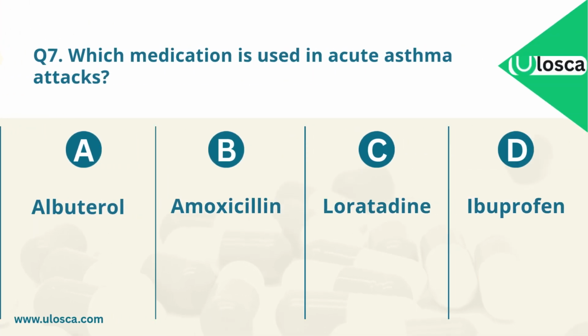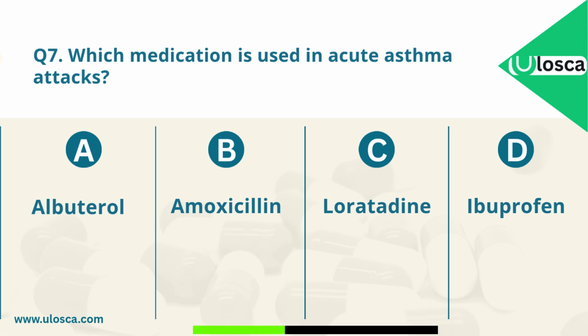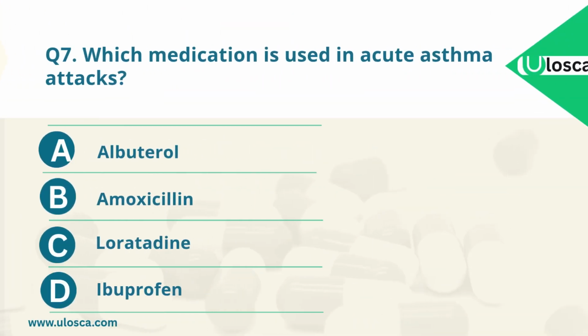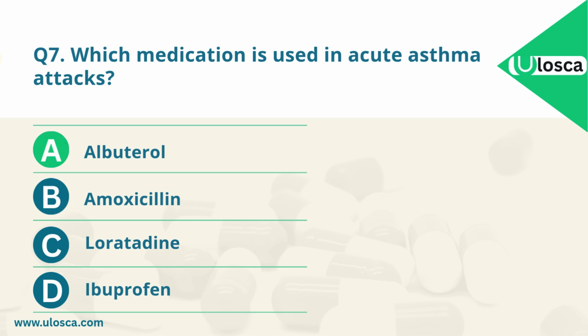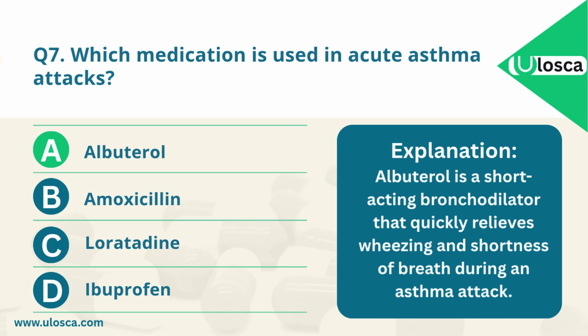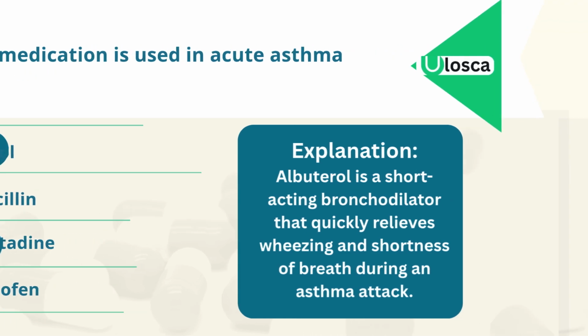Question 7. Which medication is used in acute asthma attacks? A. Albuterol, B. Amoxicillin, C. Loratadine, D. Ibuprofen. Which one is the correct answer? The correct answer is A. Albuterol. Explanation. Albuterol is a short-acting bronchodilator that quickly relieves wheezing and shortness of breath during an asthma attack.